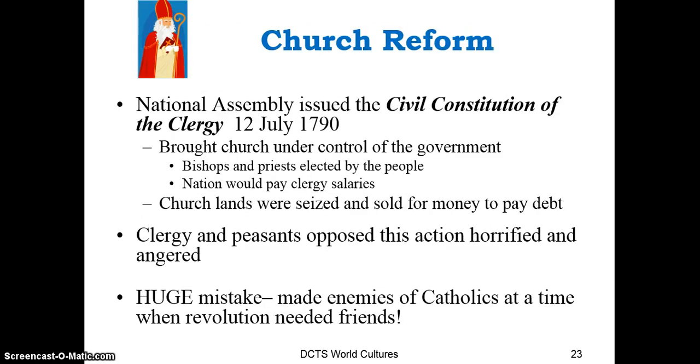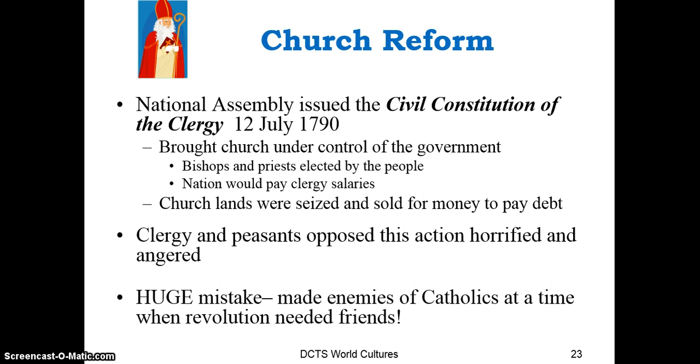A couple of reforms for the church. The National Assembly issues the Civil Constitution of the Clergy on July 12th the next year. It brought the church under control of the government, so this way the clergymen will have to answer to somebody. Bishops and priests elected by the people. Nation would pay clergy salaries. So once again, pretty much making the church a public office.